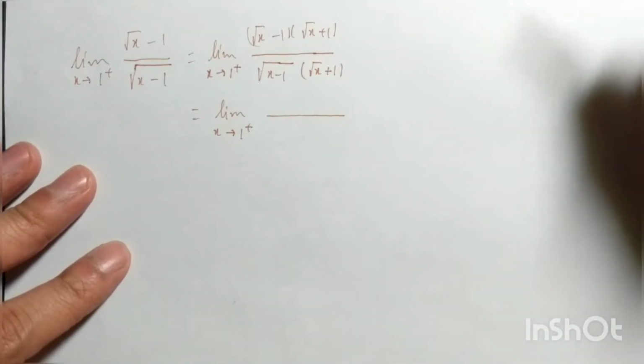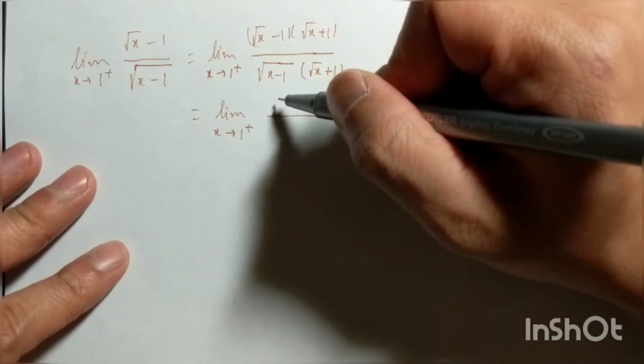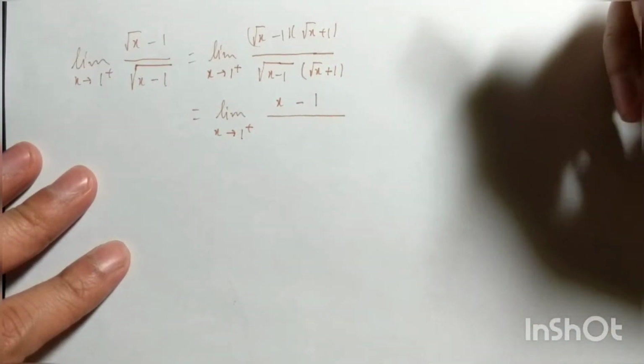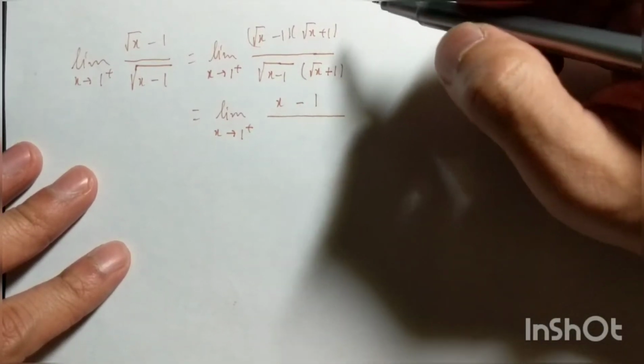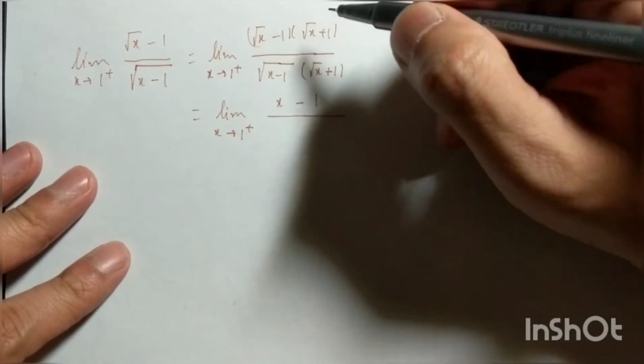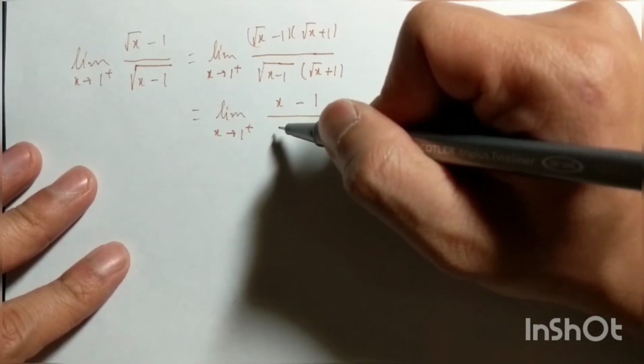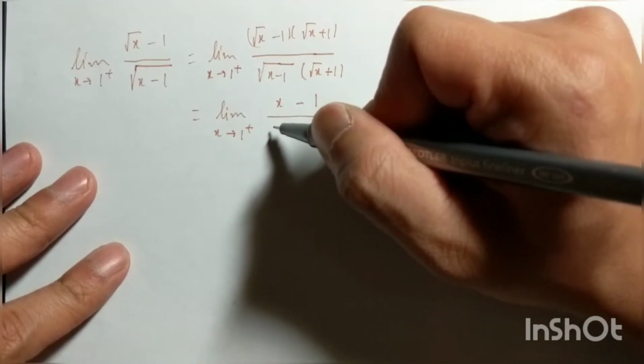Now you see on top we can simplify that to x minus 1. I hope you can work that out. This is the kind of algebra you should be able to do at this point.